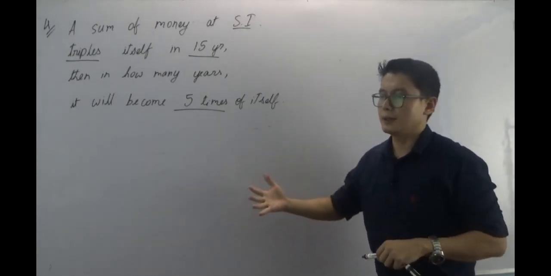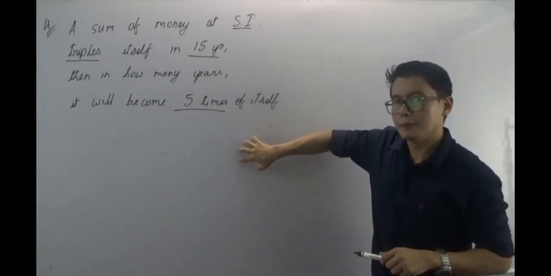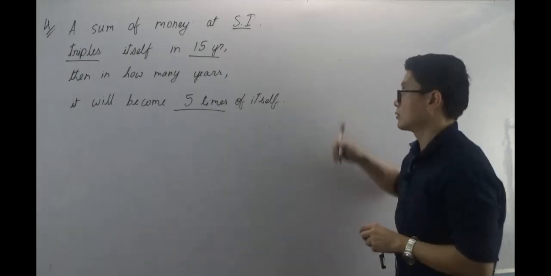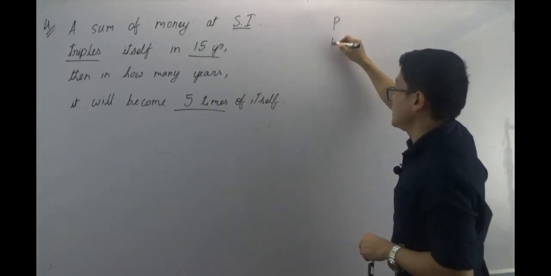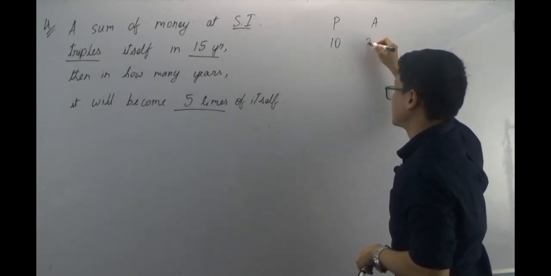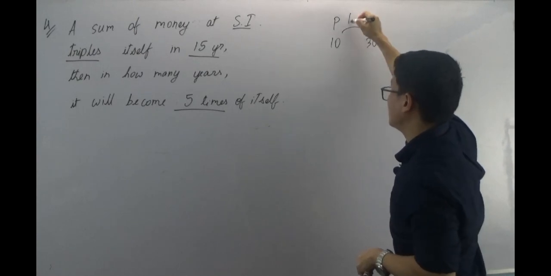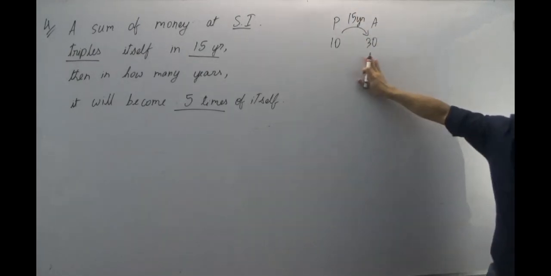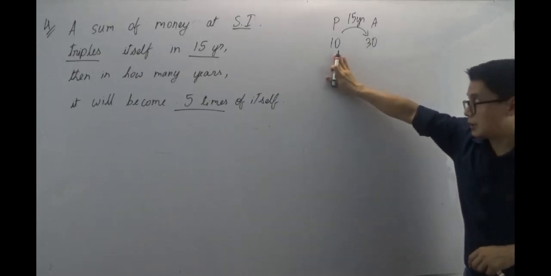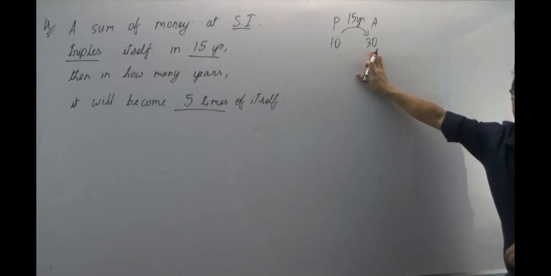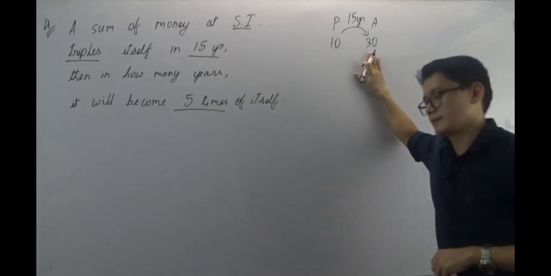It's talking about the amount, which is 3 times the principal. So if the principal is, let's say, 10, the amount says 30, in how many years? 15 years. I'm just showing you the reasoning: the principal is 10, and we have 3 times the amount after 15 years.